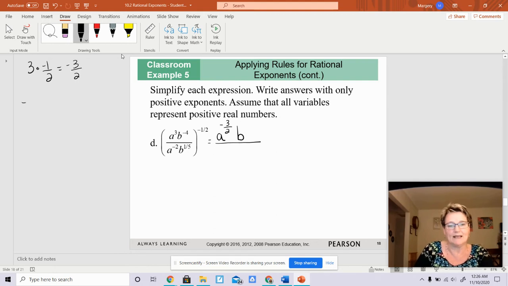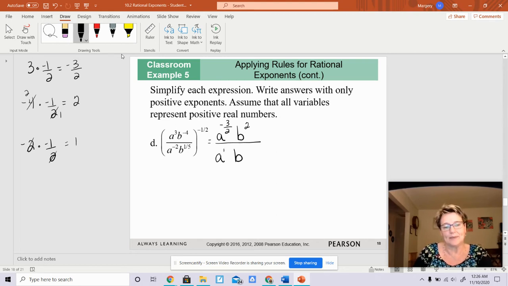The next one, I have -4 times -1/2. 2 goes into 2 once, 2 goes into 4 twice. -2 times -1 is a +2. So 2 goes here. My denominator, a, -2 times -1/2. Again, the 2's cancel out. -1 times -1 is a +1. My next base is b. I have 1/5 times -1/2. Remember, this is multiplication. So I get -1/10.